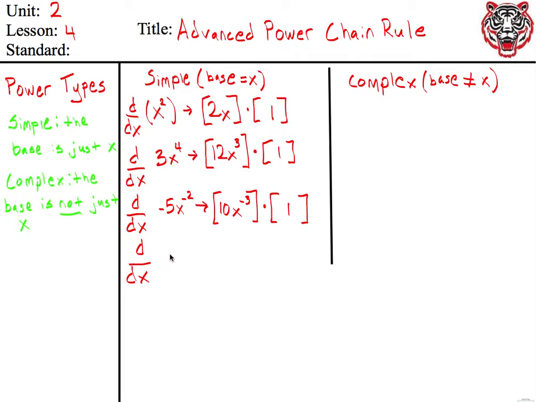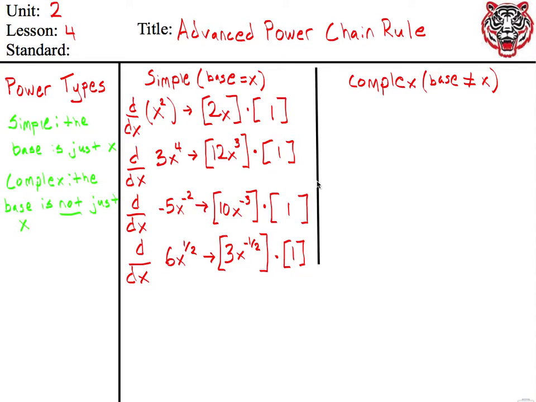of 6x to the 1/2. That turns into, someone new? 3x to the negative 1/2. Kaylin has it. Times what? Times 1, yeah. Notice a pattern here for the simple cases. In fact, because I have technology, I can move this line over and move it down to make it nice and neat. All right, so every time you have a simple power, the d dx is just the d outer.